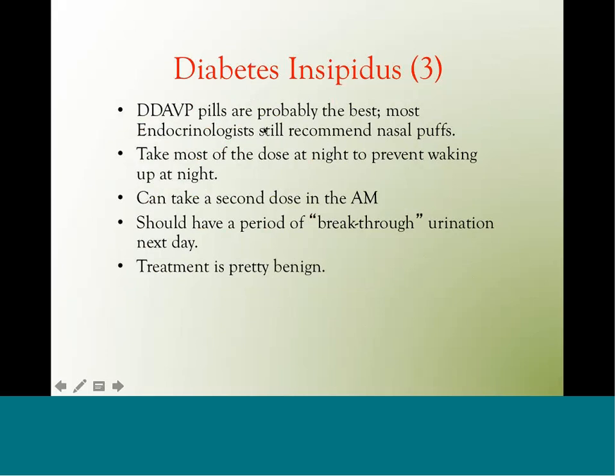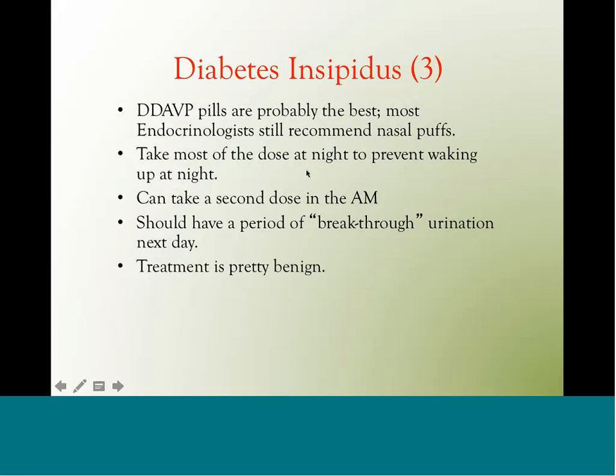I usually give pills. The pills are usually the best. Several endocrinologists recommend the puffs, but I don't think the puffs are as consistent. The advantage of the puffs is they work very quickly. The pills take a little bit of time, so for some patients who feel like they start urinating right away, the puffs are good, but for other patients, the pills are much more convenient and more consistent.